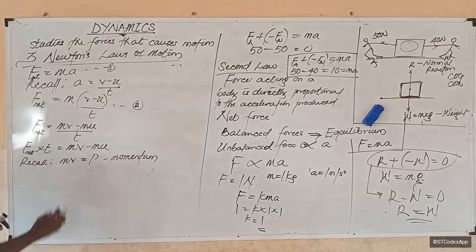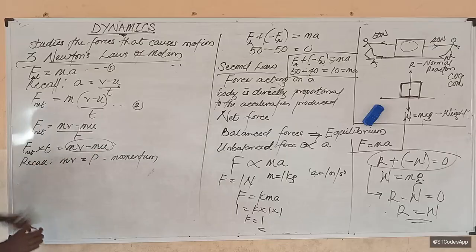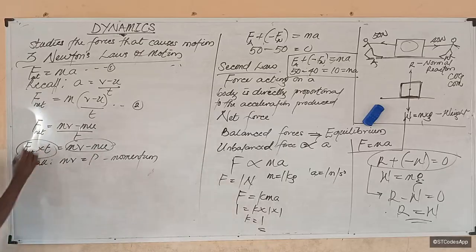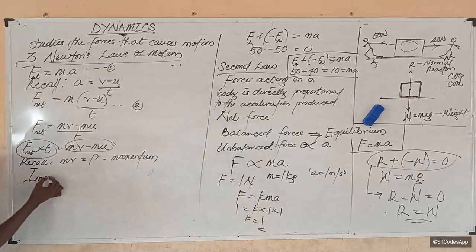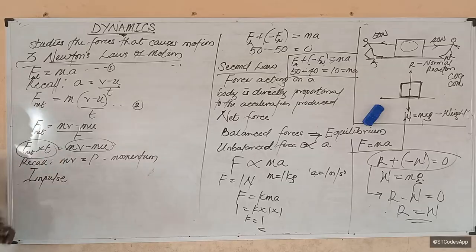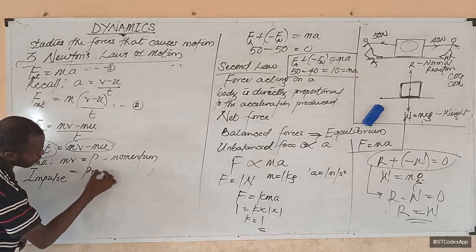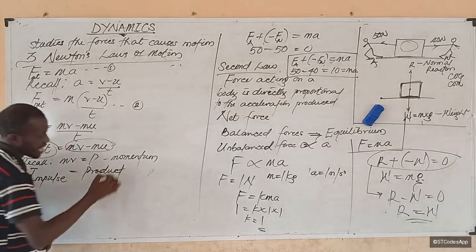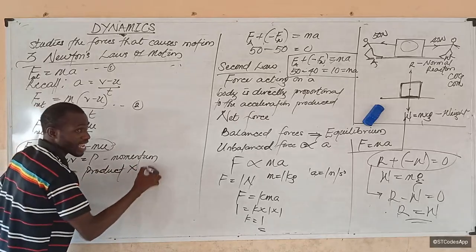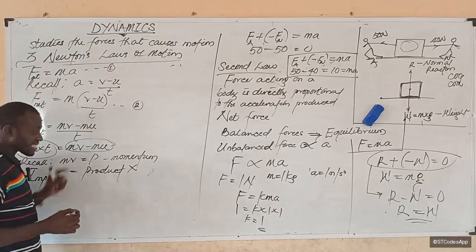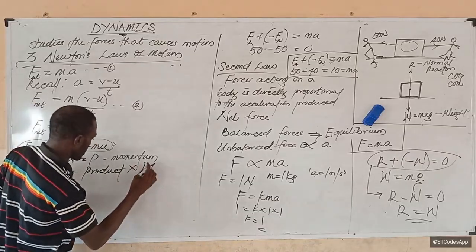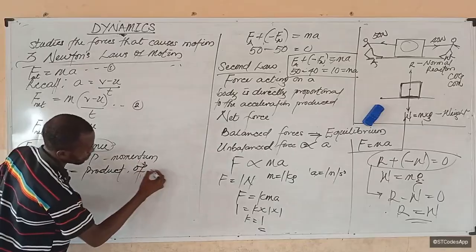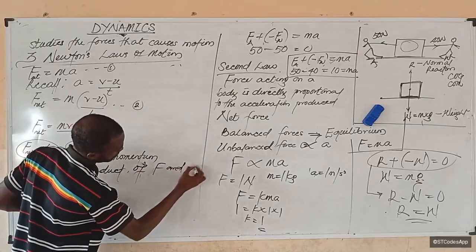Okay, the momentum of a body. Here, what you have is a change in momentum. Now, what do you have here? F times t. That is called the impulse of the body. The impulse is the product of the force acting on the body and the time over which that force acts. Product of force and time.